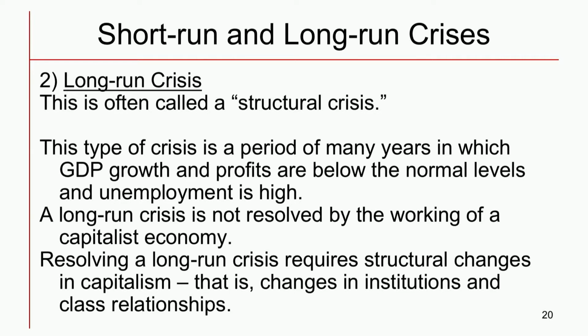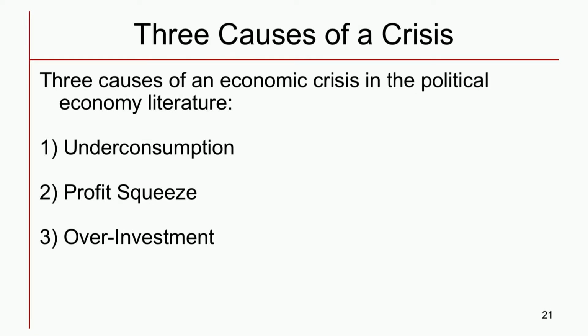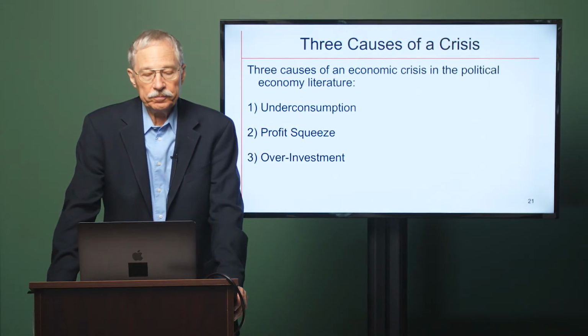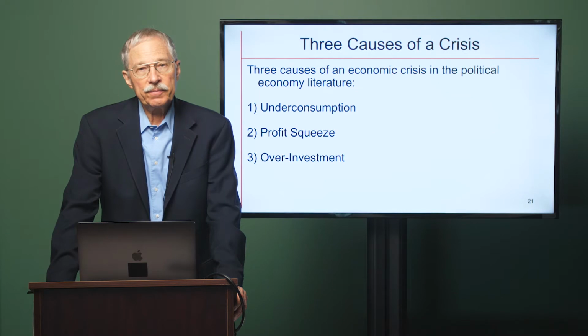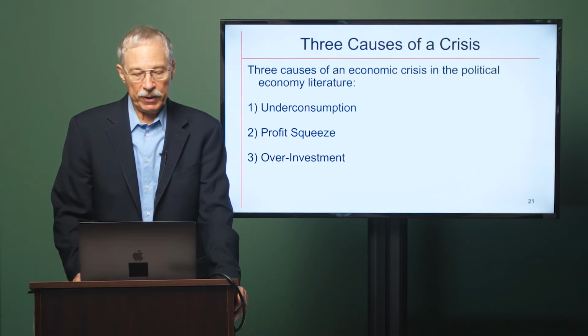Resolving a long-run crisis and reestablishing normal expansion requires changes in the structure of capitalism. That is, changes in institutions and class relationships. That's why it's called a structural crisis. There are three main causes of a crisis that are discussed in the political economy literature: underconsumption, the profit squeeze, and overinvestment. I'll explain each briefly.